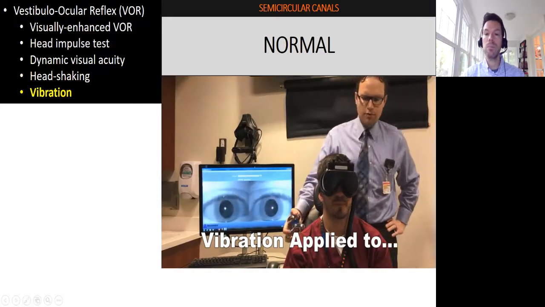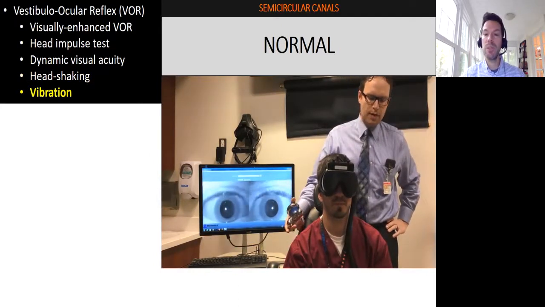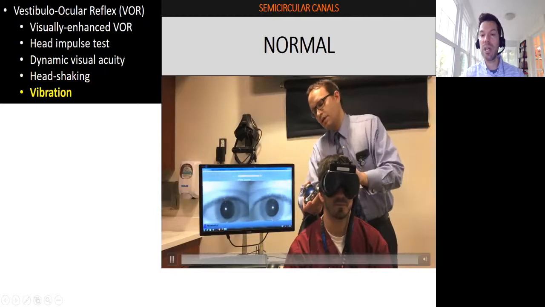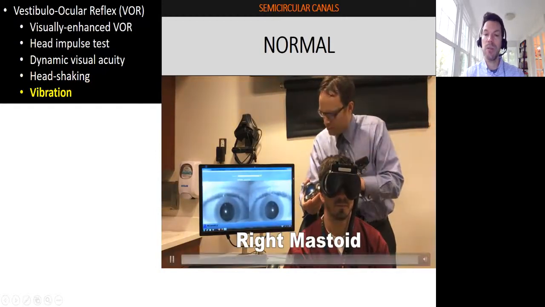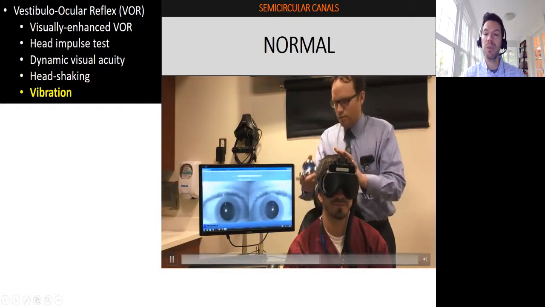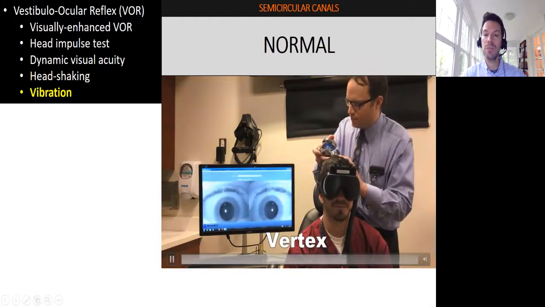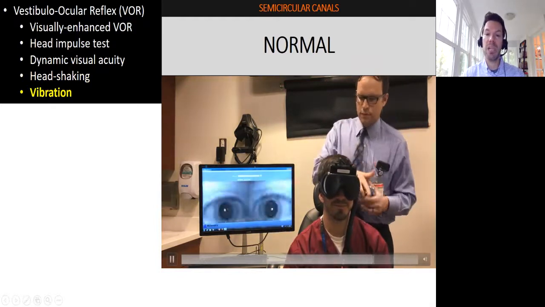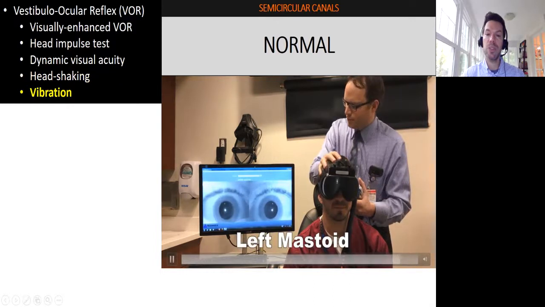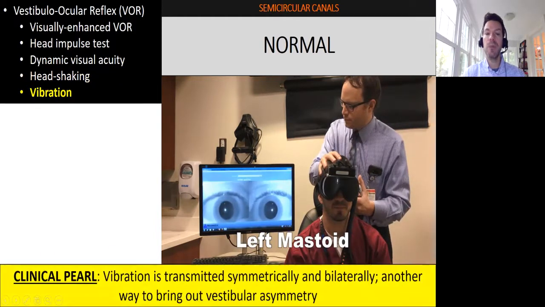Next thing is going to be a little bit of vibration. This is a vibrator. This is $20 American dollars. You want to vibrate the mastoid. You want to vibrate the vertex. As well as the opposite mastoid, and you're looking to see if this induces any nystagmus. Vibration is transmitted symmetrically and bilaterally. This is, again, just another way to bring out vestibular asymmetry.